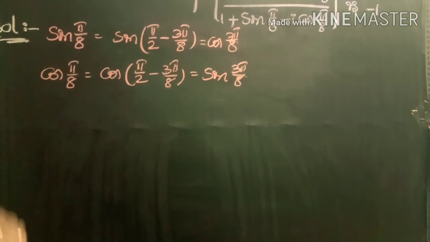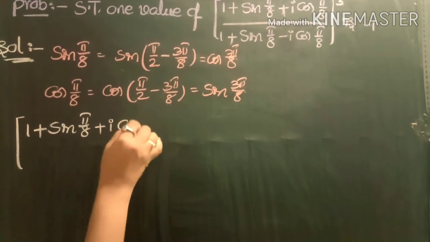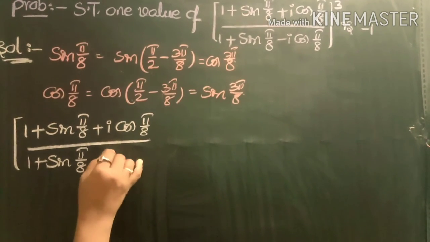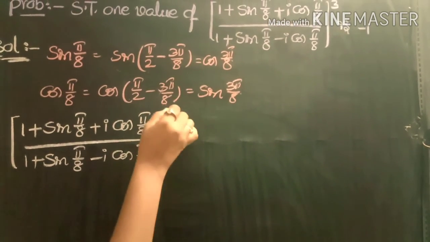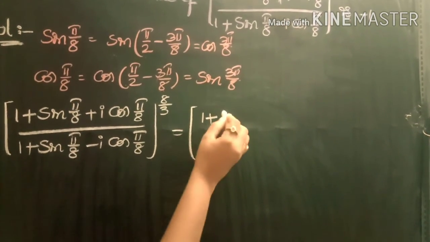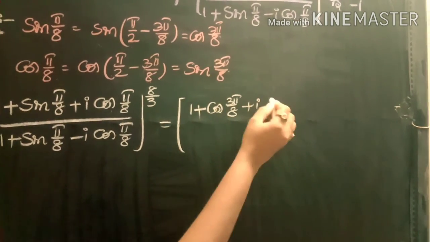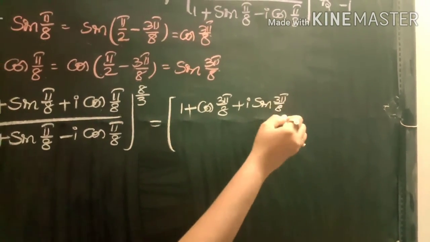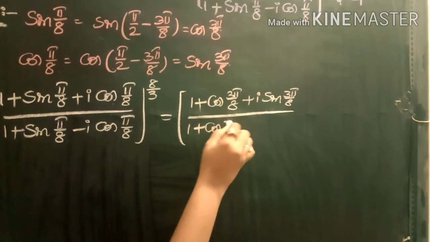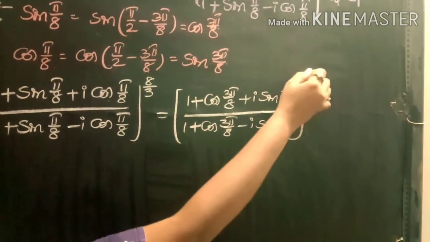Therefore now we are taking the given expression. Given that (1 + sin π/8 + i cos π/8) / (1 + sin π/8 − i cos π/8) whole power 8/3 is equal to (1 + cos 3π/8 + i sin 3π/8) / (1 + cos 3π/8 − i sin 3π/8) whole power 8/3, replacing sin π/8 with cos 3π/8 and cos π/8 with sin 3π/8.